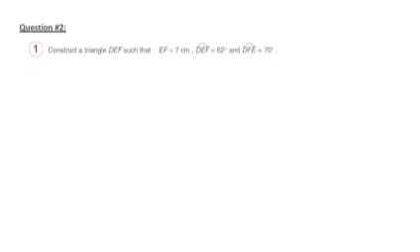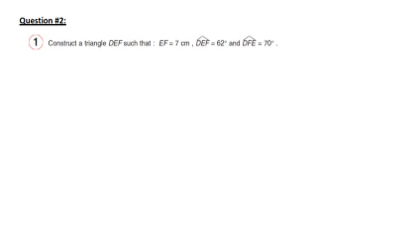Now question number 2. I need to construct a triangle DEF such that EF equals 7 cm, angle DEF equals 62, and angle DFE equals 70. So the first thing I'm going to do is to construct a line which is 7 centimeters, of course using a ruler, and we need to name it EF, as you can see. So this is the line EF, which is 7 centimeters.